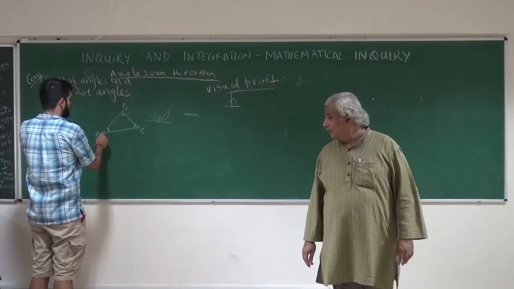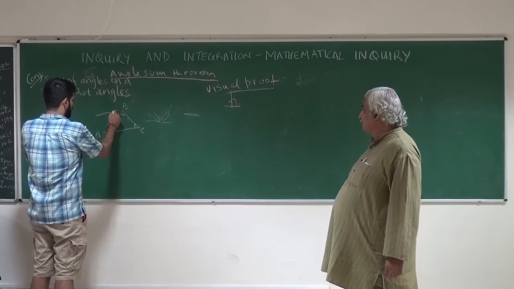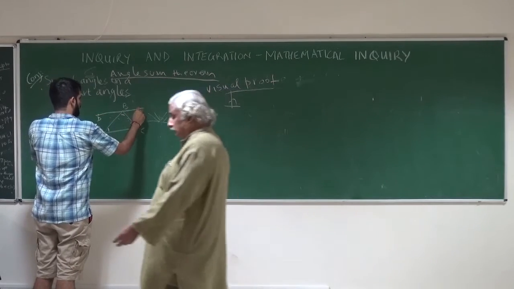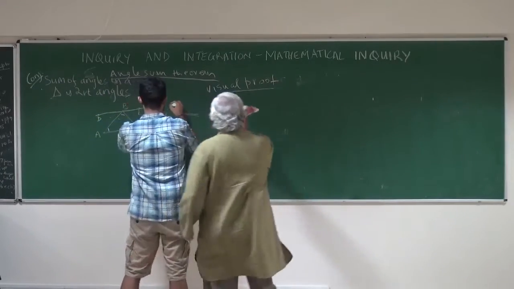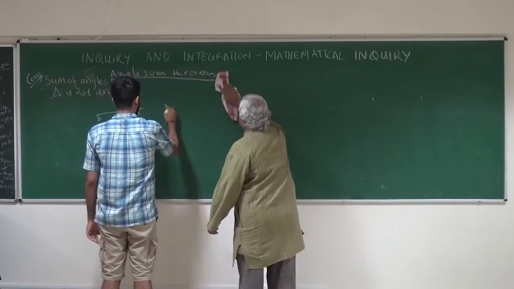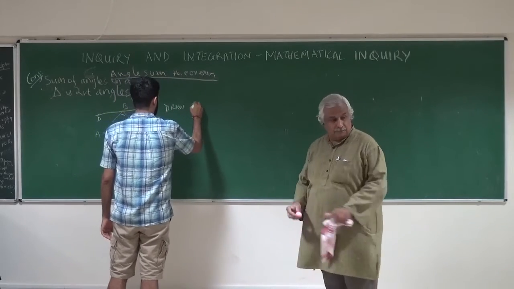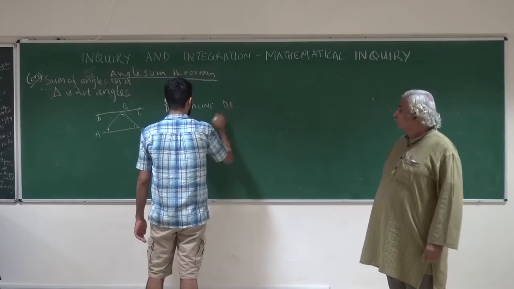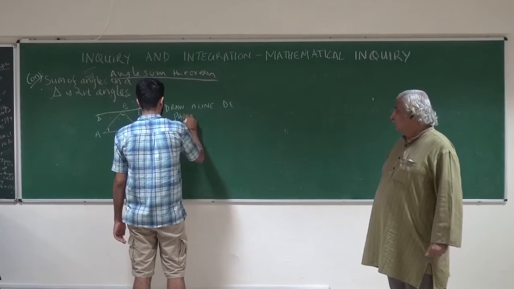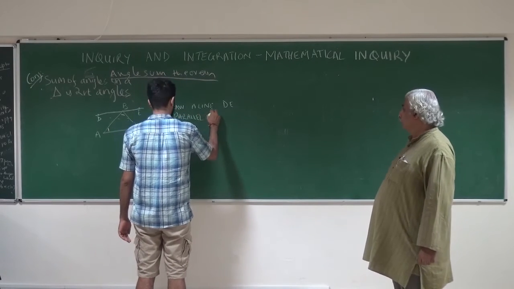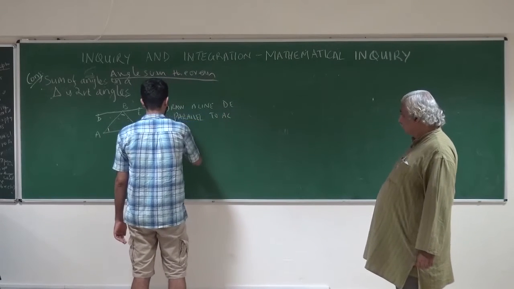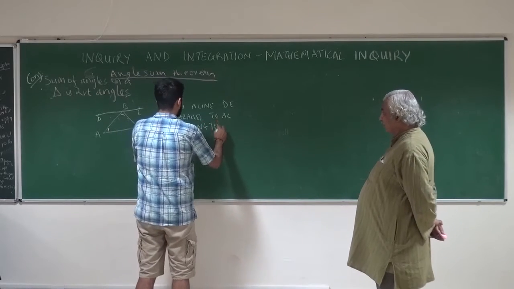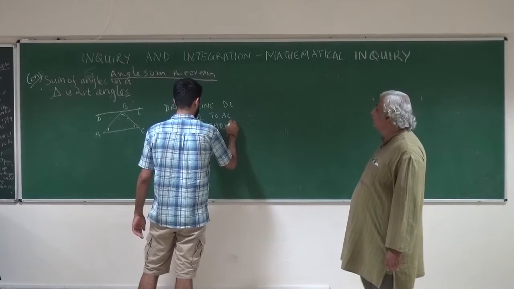So what you do is you draw a line parallel to AC going through B. Call it DE. So the first step is draw a line DE parallel to AC passing through B. So you're assuming that this is possible. Right now we're just going forward. That's the first step.